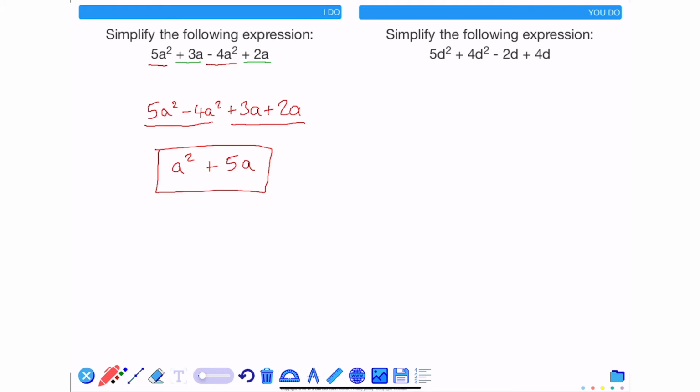So looking at the like terms to begin with, 5d squared plus 4d squared minus 2d and plus 4d. There's no need to rewrite this question because they are grouped together already. So 5d squared plus 4d squared is 9d squared. And negative 2d plus 4d will give me 2d left. This is the final answer to the question.